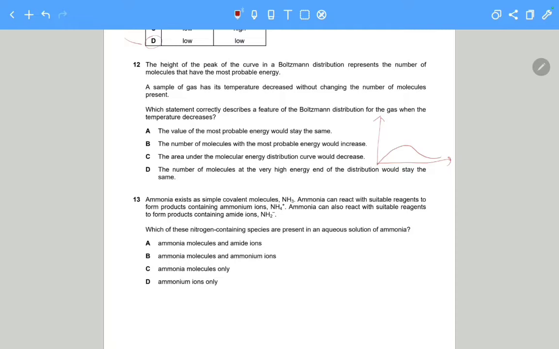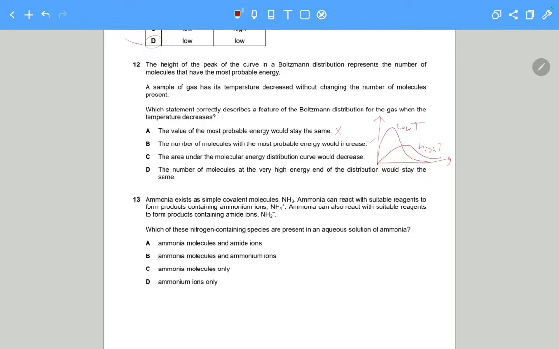And remember that when temperature decreases, the peak shifts towards the left and the height of the curve increases. So we get something like this. So this is high T and this is low T. Which statement correctly describes a feature of the Boltzmann distribution when the temperature decreases? The value of the most probable energy would stay the same. No, because as we've seen on our curves, it has decreased. Option B, the number of molecules with the most probable energy would increase. Yes, that's correct, because the peak of the curve has increased. So this option B might be viable.